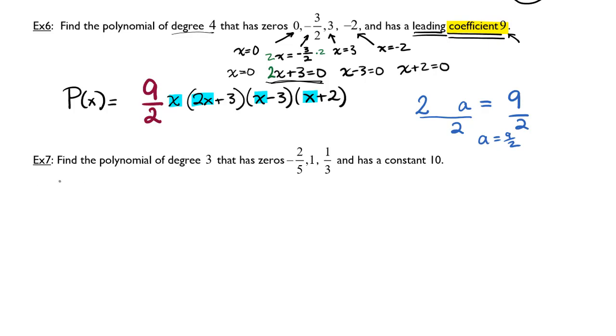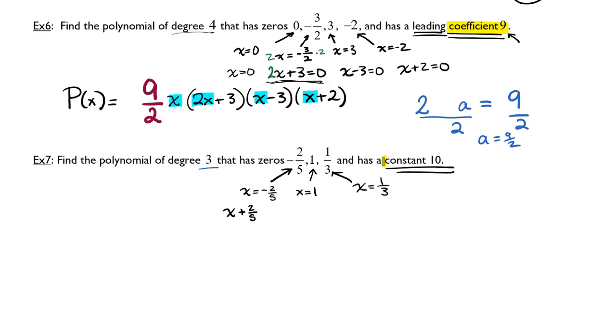Now, in example 7, we need to find the polynomial of degree 3 that has zeros negative 2/5, 1, and a third, and has a constant 10. We'll do the same process as we did before. x equals negative 2/5, x equals 1, and x equals 1/3. Now, instead of making these pretty binomials without any fractions right off, I'm going to just bring the fractions over because I'm curious what my constant term will be.